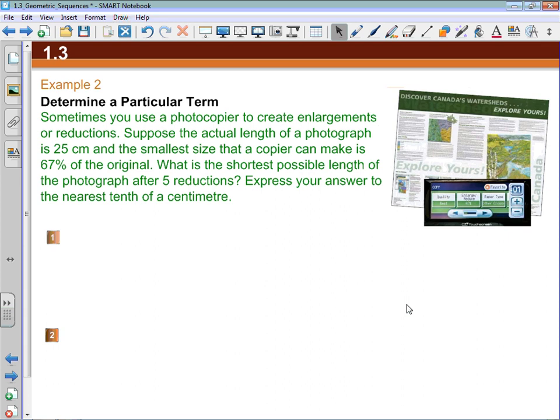It says that we use a photocopier to create enlargements or reductions. The actual length of the photograph is 25 centimeters, and the smallest size is 67%. What that means is that the photocopier can make this image 67% of what it is. And right off the bat, this is my particular pet peeve, that 67% corresponds with 0.67. If I want to find 67% of something, I could multiply it by 67 and then divide by 100. That's what percent is. Or I could just multiply it by 0.67. And the reason why that's so important is this becomes our common ratio.